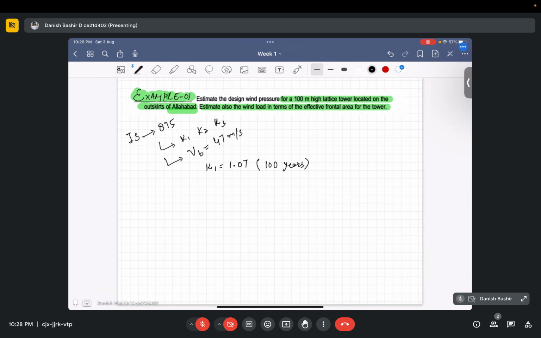And after that, K2 is equal to 1.17, and this is for a category 2 building of class C. I cannot explain everything here. For this, you have to look into the code IS 875 and find all these things there. K3, since we are calculating for the ground level, is 1.0 for ground level.